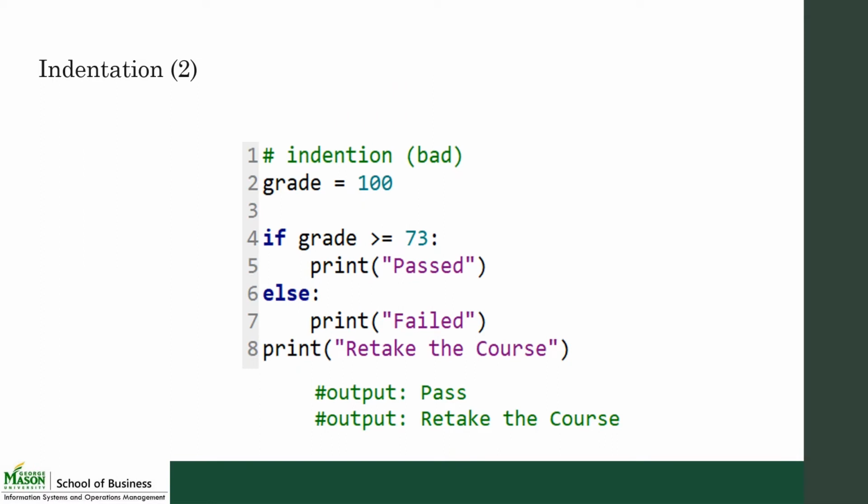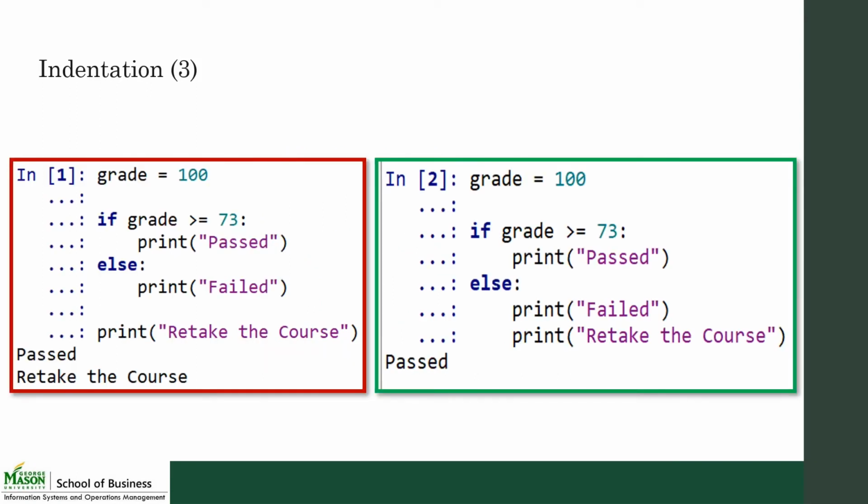In this example, we have an else clause that contains two print statements. Line 7 is indented, whereas line 8 is not. When executing this code, the output will always include the words retake the course, even with a passing grade value. This is because the print statement in line 8 is not indented, making it a line of code that will always execute as part of the program. If it is part of the if-else statement, then it will need to be indented as part of the else suite.